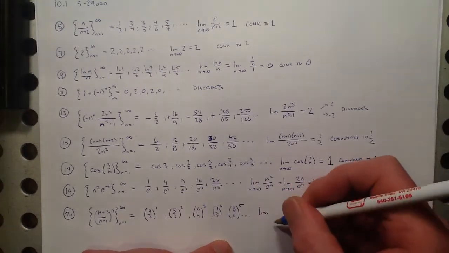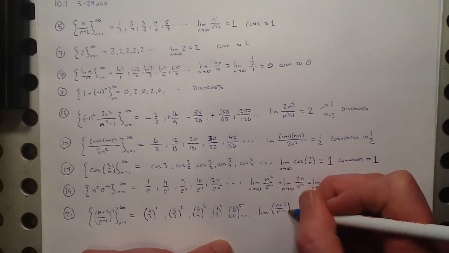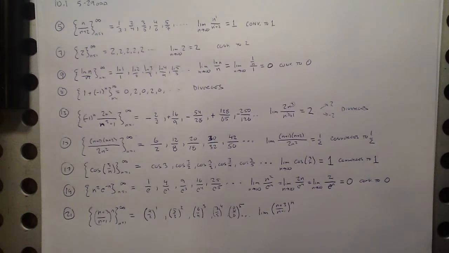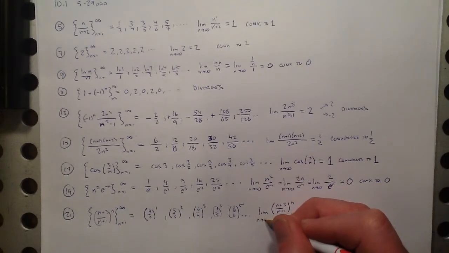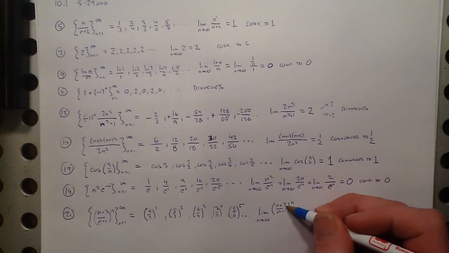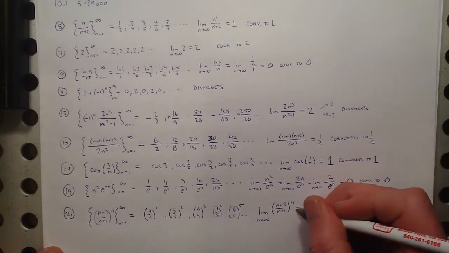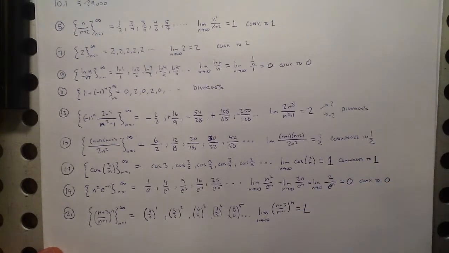What's the limit of n plus 3 over n plus 1 to the n? If you plug in infinity, this is highest power, top and bottom are equal, coefficients are 1s, so this goes to 1 and this goes to infinity. 1 to the infinity is an indeterminate form, and it's suggesting to us that we can do the L'Hopital trick where we set this equal to L, and then we take the natural log of both sides to get this down.